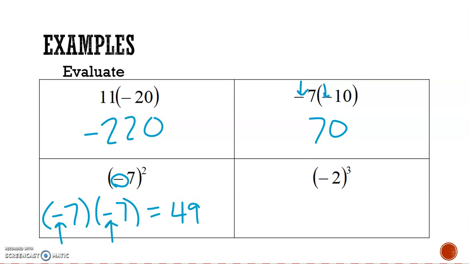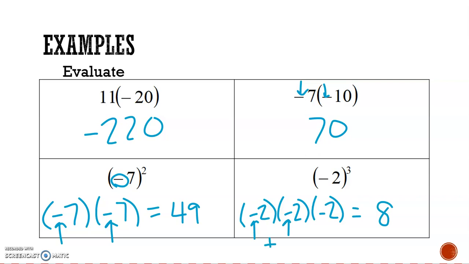So same thing with negative 2 to the third, or negative 2 cubed. This tells me to write out negative 2 times negative 2 times negative 2. Now since I'm just doing 2 times 2 times 2, that equals 8. Alright, but this negative and this negative will cancel out and become positive. But we have an extra negative left over, so that means our answer is going to be negative.